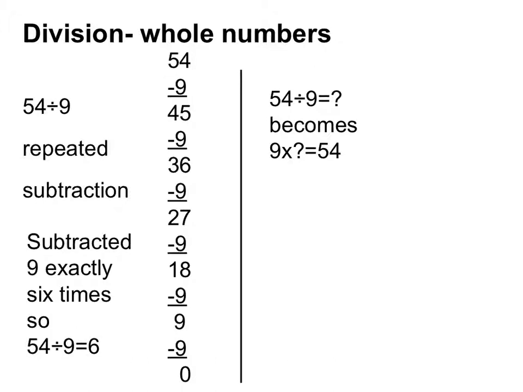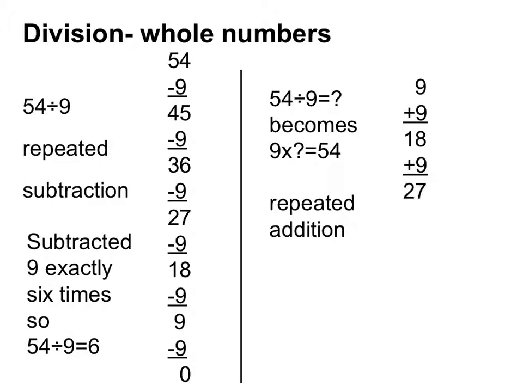Now, very similar to this, if we turn this division question into a multiplication question, 54 divided by 9 equals what? We can rewrite that as 9 times what equals 54. Multiplication is repeated addition. So now, we're going to start with 9, and then we're going to add 9s until we get to 54. So 9 plus 9 is 18. Plus another 9 is 27, plus another 9 is 36, plus another 9 is 45, plus another 9 is 54.